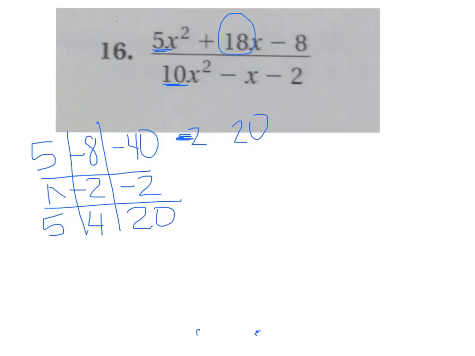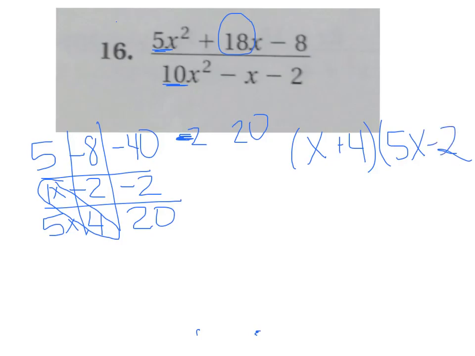The x's go on the left side, and then the little diagonals show us what groups together. So our top part will be x plus 4 times 5x minus 2. Alright, so there's our top.